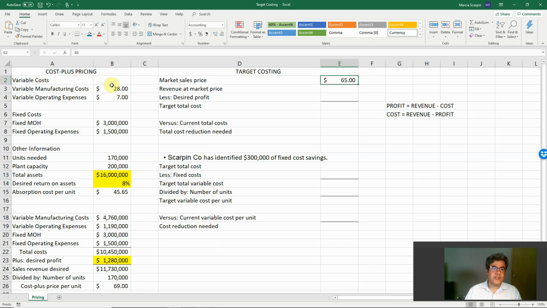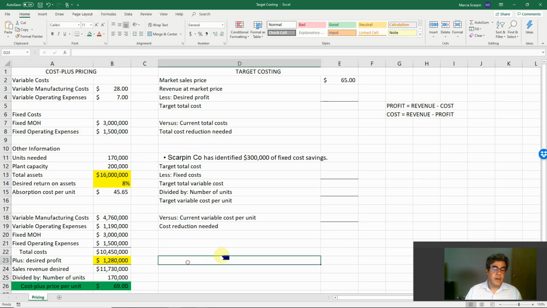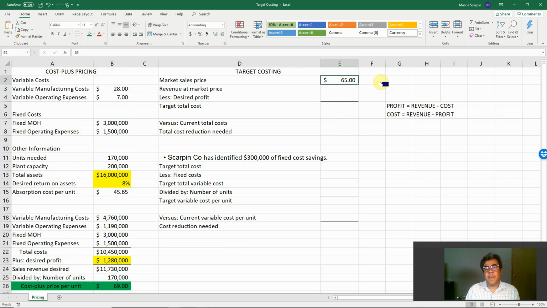Let's work with the same numbers of the cost plus pricing, and the cost plus pricing per unit is 69. However, we have a problem. The market sales price is 65. Let's consider our revenue at this market price, so 65 times 170. We always work with the units needed, that is all our production, not with the plant capacity.